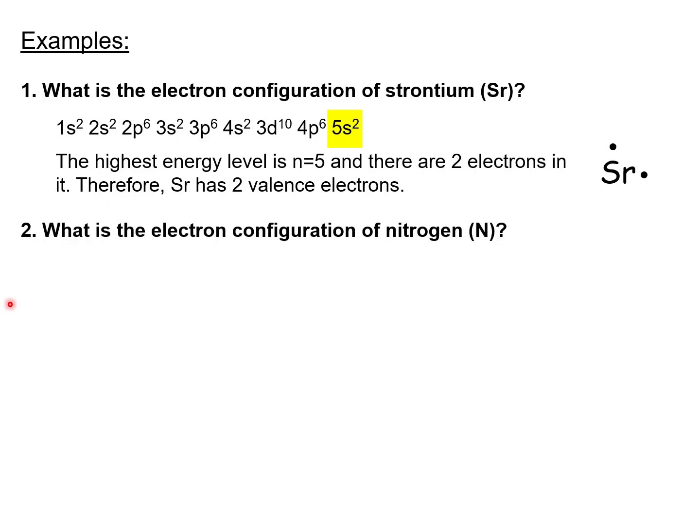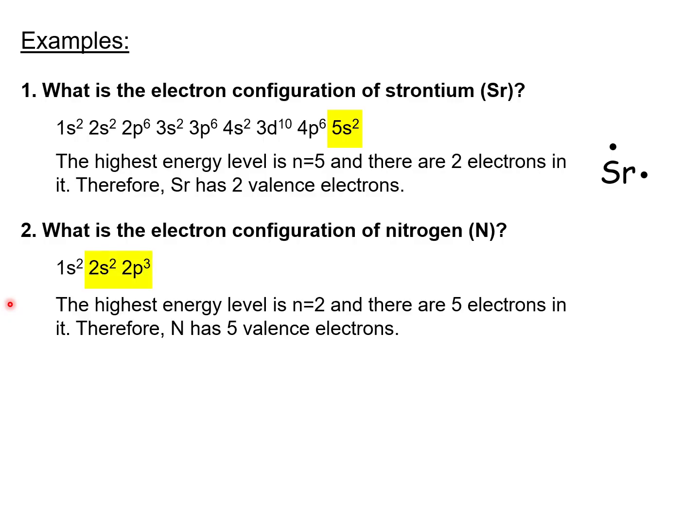Next example, what is the electron configuration of nitrogen? So we do the same thing, and we see that our highest energy level is 2, but it's split between the 2s and the 2p. So that means our valence electrons have to be added together because we have a total of 5 valence electrons. So our electron dot structure is going to have 5 dots. So we put the symbol in the middle and add the 5 dots, and we're going to end up with 3 singles and 1 pair.